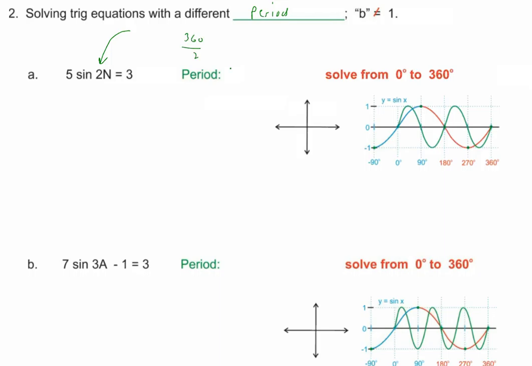And therefore we come up with a period of 180 degrees. Again, what does that 2 tell you? You get 2 waves in the space that you normally get 1. It's a 2 for 1 deal. Right?